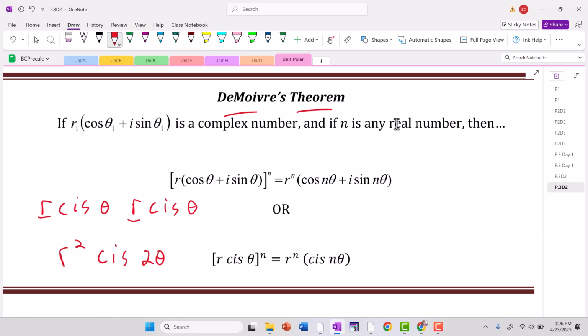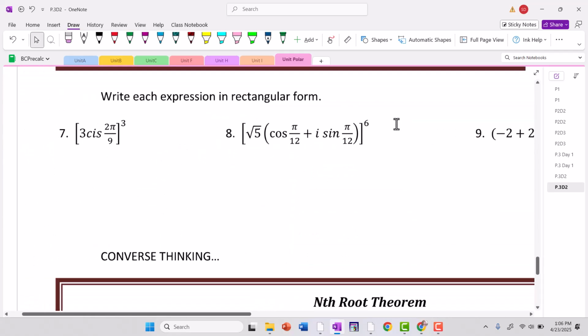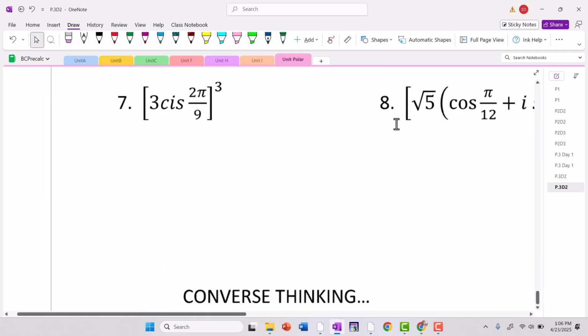He figured out, okay, and if I kept doing this, if I took something by itself 3 times, then I'd take r times itself 3 times, and I'd add the angle 3 times to itself. So therefore, that's why this is De Moivre's theorem. That's a very easy extrapolation. Alrighty then. Okay, so I guess I'll do just 2 of these again as well.